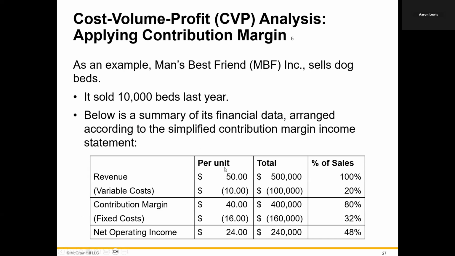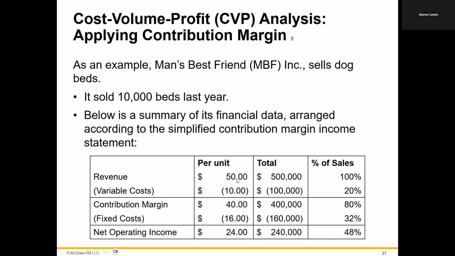The variable cost incurred to manufacture each one of those beds that we sold was 10 bucks. So the 10,000 beds at $10 a piece cost us $100,000. What was therefore our contribution margin on each unit sold and our total contribution margin?